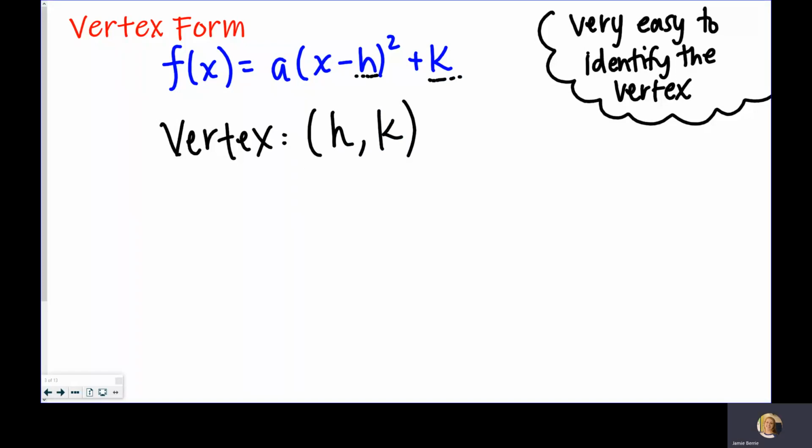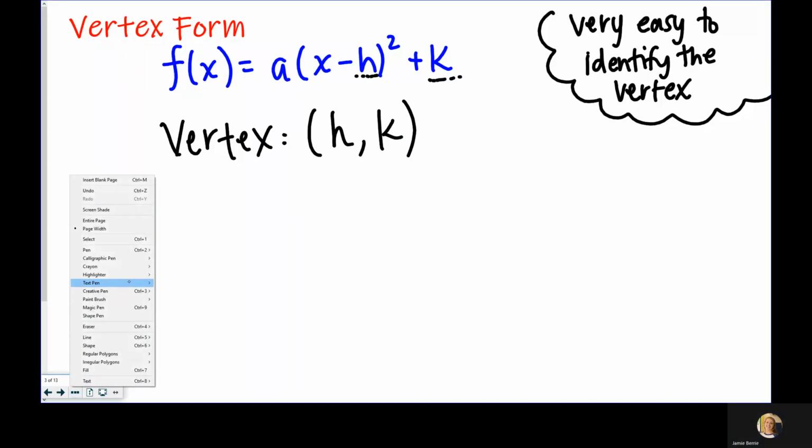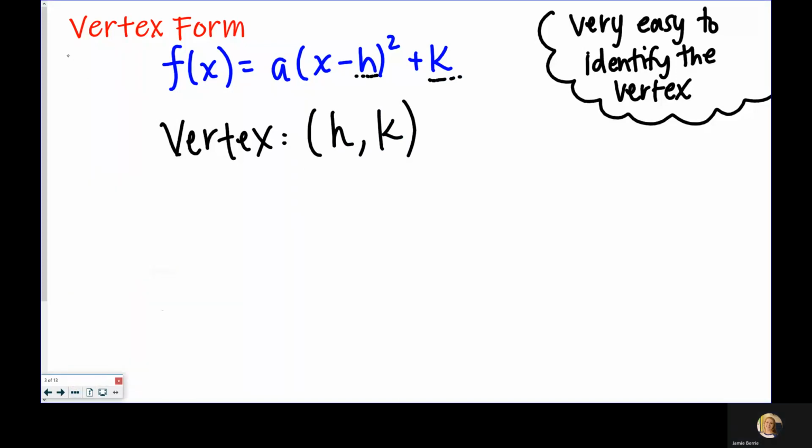All right, so this is something that you will want to know for the next test, so very important information here. I want to go over just a couple of examples where we're given a function in vertex form, and I want to show you how you would identify the vertex. So let's do that next.